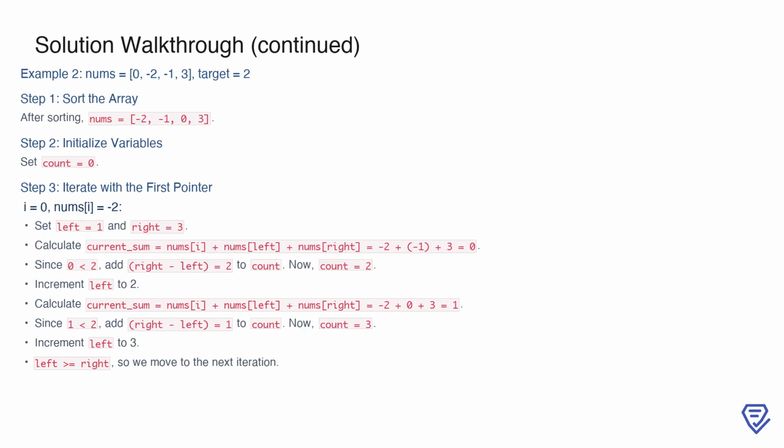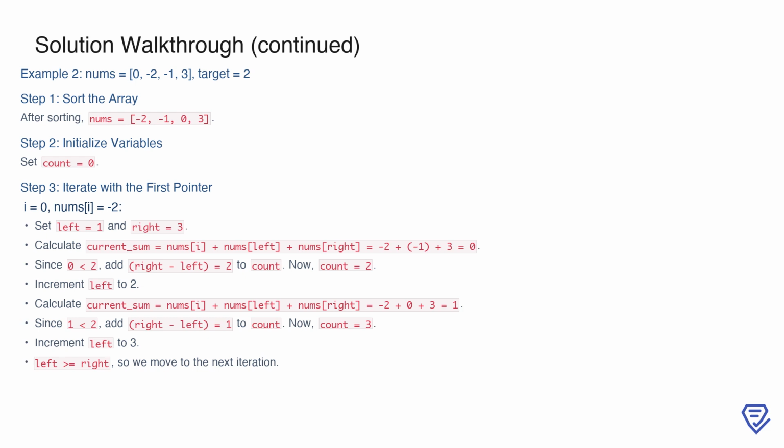In the second example, nums is 0, -2, -1, 3, and the target is 2. After sorting, nums becomes -2, -1, 0, 3. We initialize count to 0 and start iterating with the first pointer. When i is 0 and nums[i] is -2, we set left to index 1 and right to index 3. The sum of the triplet is -2 plus -1 plus 3, which equals 0. Since 0 is less than 2, we add the difference between right and left, which is 2, to count. The count is now 2.